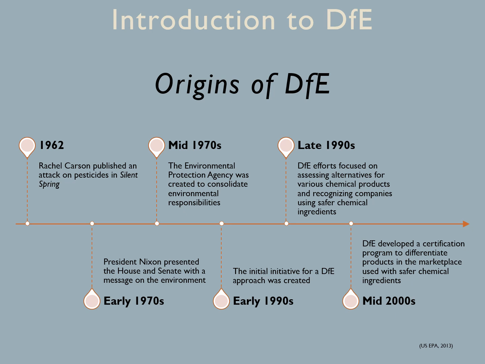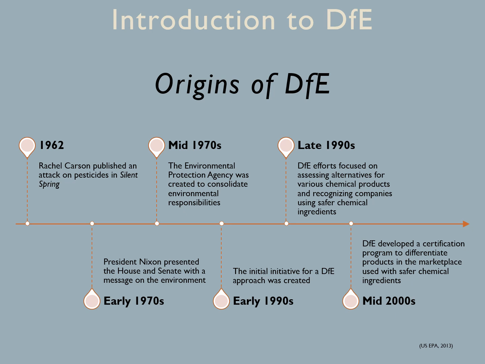Then in the early 1970s, President Nixon presented the House and Senate with a message on the environment, encouraging the importance of the federal government to promote sustainable practices and protect the environment. In the mid-1970s, the Environmental Protection Agency was created to consolidate the environmental responsibilities of the federal government. Then in the early 1990s, the initial initiative for a design for environment approach was created.